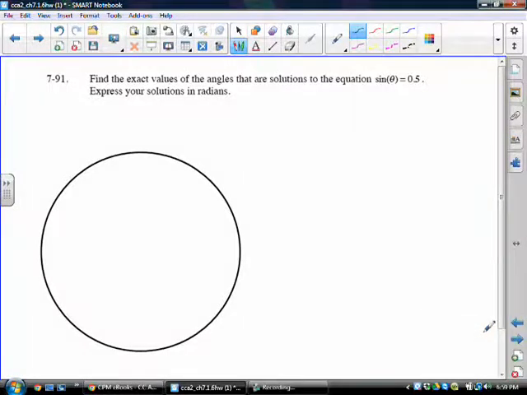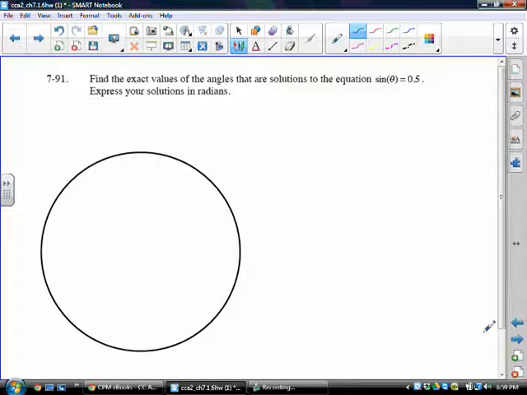This is problem 7-91 from section 7.1.6. Find the exact values of the angles that are solutions to the equation sine of theta equals 0.5. Express your solutions in radians. So what we need to do is find the angle where its sine is 1/2 or 0.5, and make sure we answer that in radians.